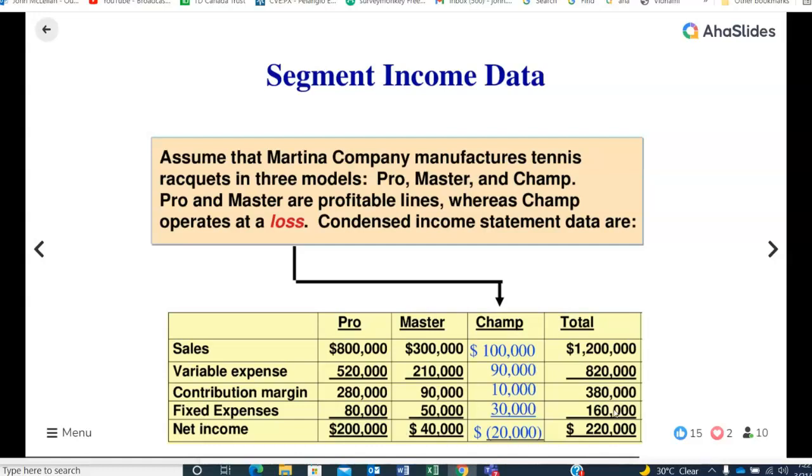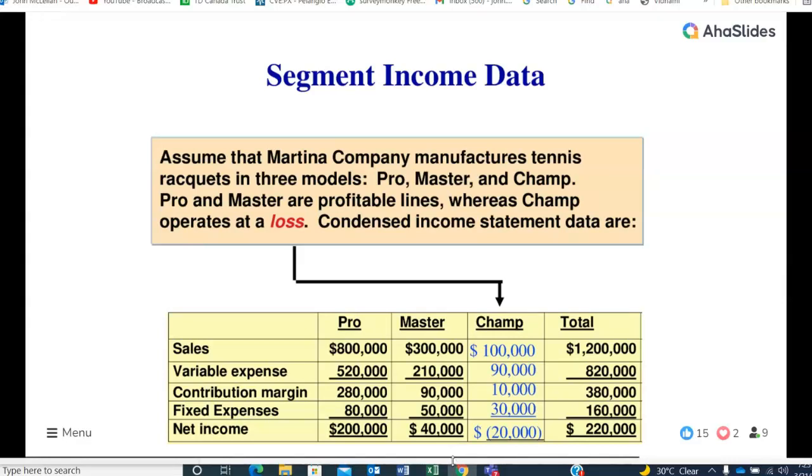Remember our sales mix? We said fixed costs are common to all three. So therefore, the accountant takes the 160,000 and probably weights it by selling price. So these guys have most of the revenue, so they're going to get most of the fixed cost, 80,000. They're getting half of the fixed cost, but they're more than half of the revenue. And Masters is getting 50,000 by some formula. They're allocating that 160, estimating, cutting it up and dividing it among these three. And they give 30 to Champ, and Champ now looks like it's not profitable.